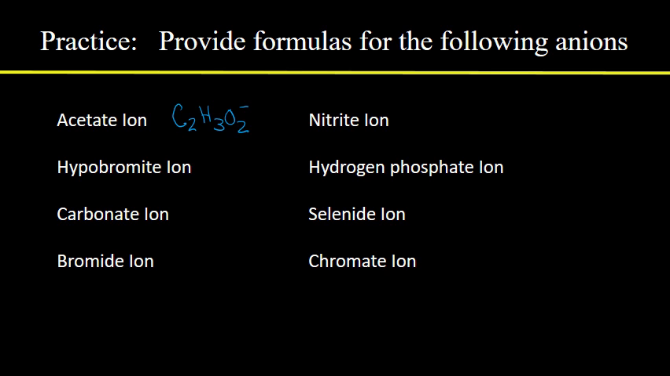Right? Hypobromite. Remember that bromate is BrO3 minus. The prefix hypo and the suffix ite tell us that we've gone downward 2 steps in that table. So we've lost 2 oxygens. The charge stays the same, but the number of oxygens is decreased by 2. So hypobromite would be BrO minus.